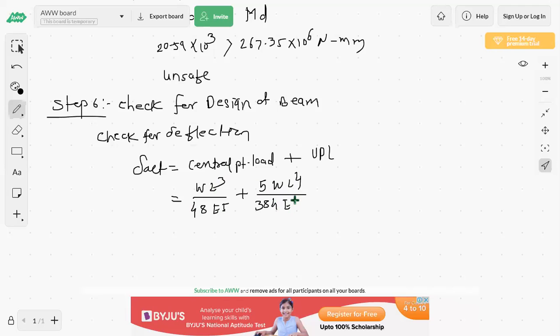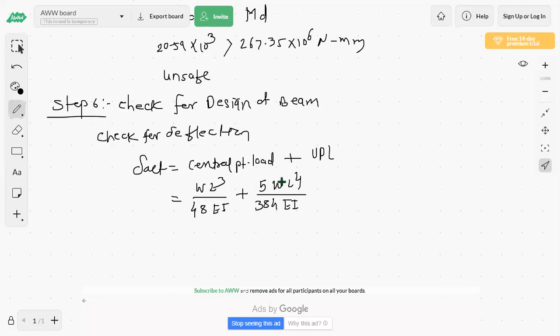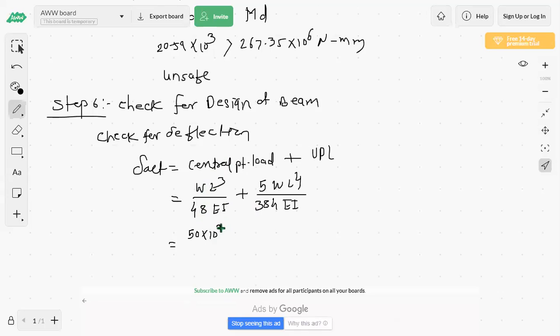Is that correct? Please check the formula. Is this correct? It is 5WL, right? 5WL raised to 4 upon 384 EI. Now, W for the central point load is without factored load, the service load, because in the example the service load is given. How much point load is given? 50 kilonewton is given. So 50 into 10³, since 50 kilonewton is given and 10³ converts to Newton.